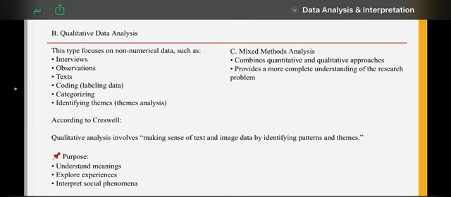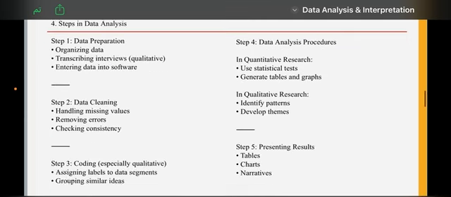We have the third type, which is mixed between the two types, the qualitative and quantitative. They combine these approaches to provide a more complete understanding of the research problem.